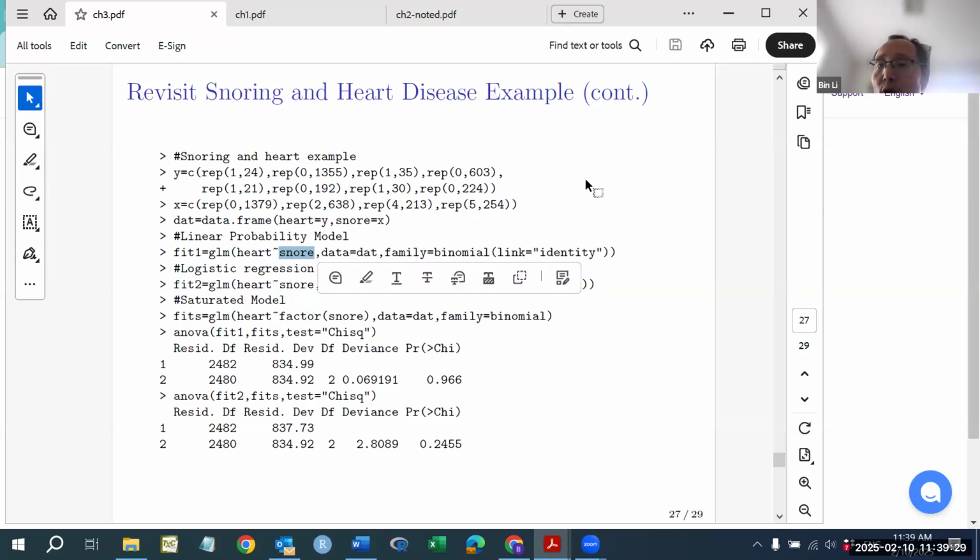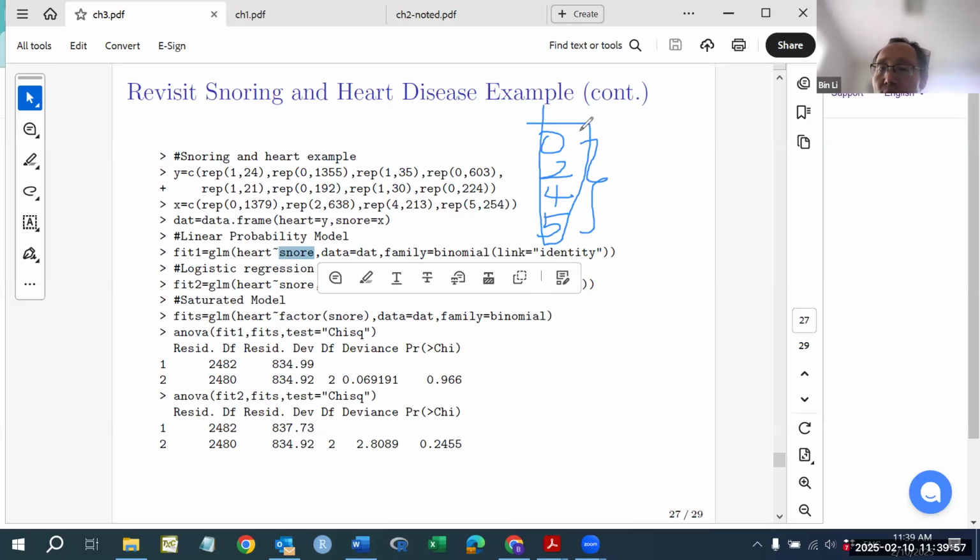For both the linear probability model and the logistic model, we use snore, which has 4 levels. Never is 0, occasionally is 2, nearly every night is 4, every night is 5. These are the assigned scores for the 4 levels. We fit the probability of getting heart disease through these snoring levels.